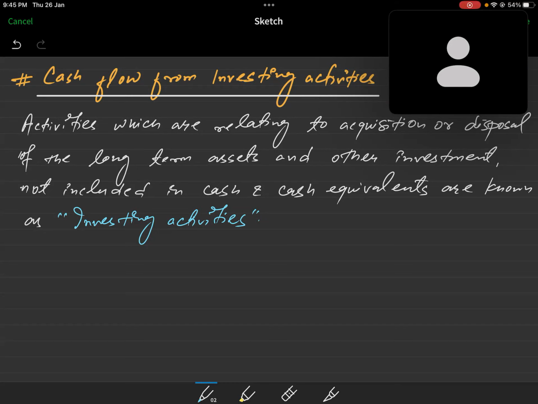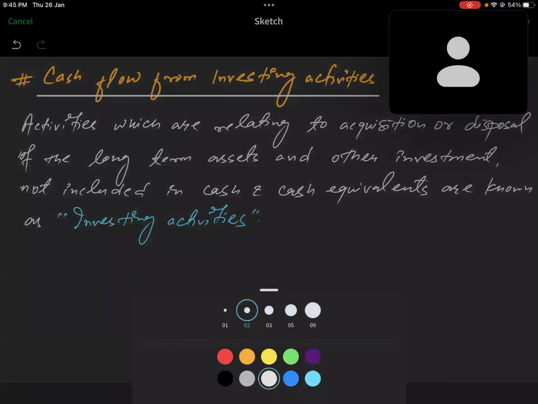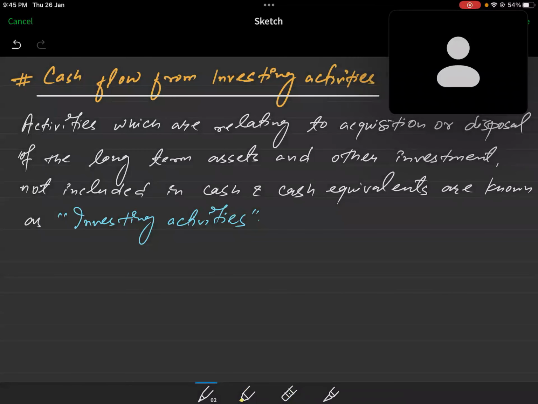So what is non-current asset? Non-current asset basically means machinery, building, furnitures. All right, so these are non-current assets. There are other items as well that fall under that category, but buying and selling of the long-term asset is considered as the investing activity. All right. And to make it more clear, let me give you a few examples in relation to that. So let's write that down.